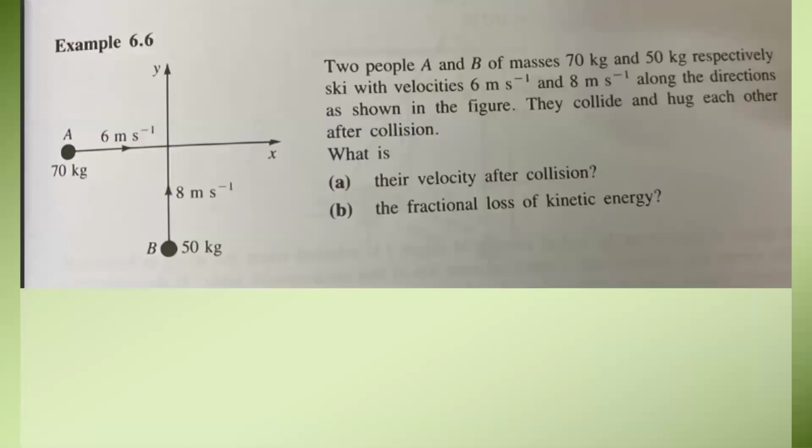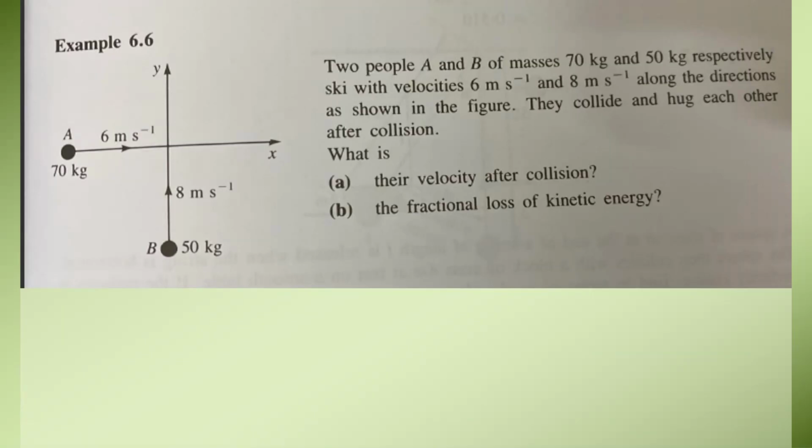This example 6.6 is from the book. Two people, A and B, of masses 70 kilogram and 50 kilogram respectively, ski with a velocity of 6 meters per second and 8 meters per second along the direction as shown in the figure. They collide and hug each other after the collision. What is their velocity after the collision?